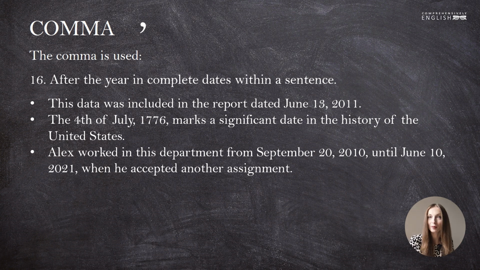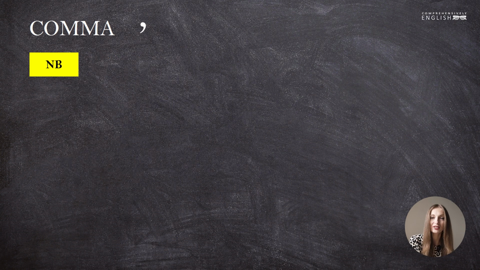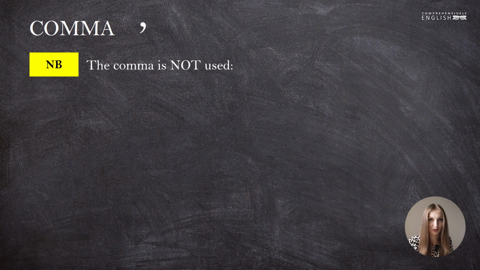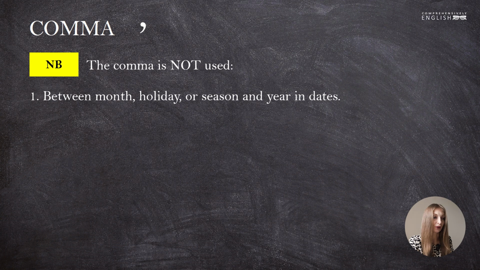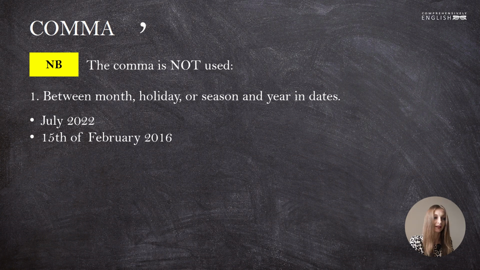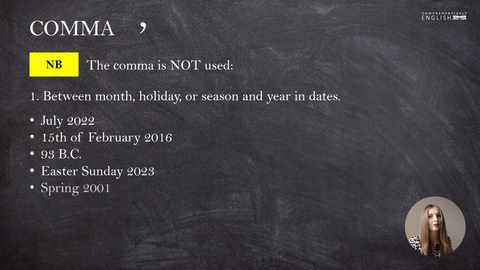Now, as the comma is one of the most common punctuation marks and is often misused, we should speak about those cases in which we should not use it, even if we want to. First and foremost, we do not use the comma between month, holiday, or season and year in dates. For instance, July 2022, the 15th of February 2016, 93 BC, Easter Sunday 2023, Spring 2001, Summer 1880.